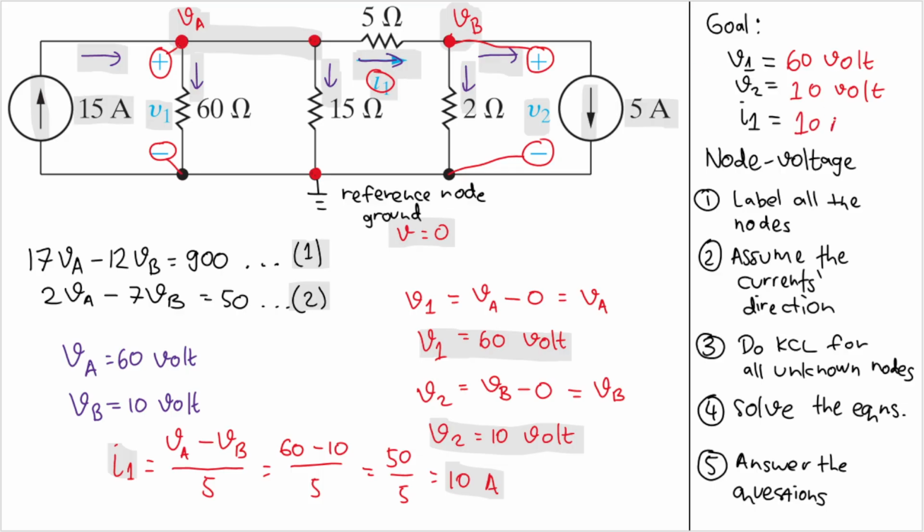Okay, 10 ampere. And we finally achieve our goal here. V1 is 60 volt, V2 is 10 volt, and I1 is 10 ampere. And I think that's all for this problem.